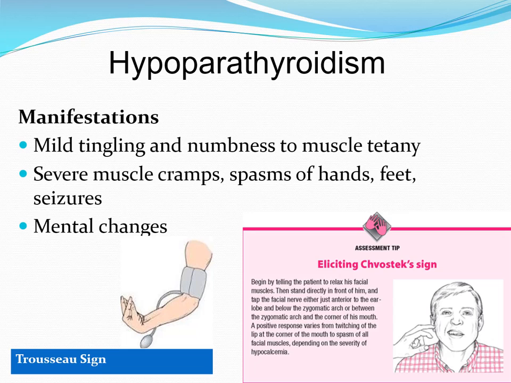Manifestations can include a mild tingling and numbness to muscle tetany, severe muscle cramps or spasms in the hands and the feet, and even lead to seizures and mental changes. There are two tests that we do when somebody's had their thyroid or their parathyroid glands removed, that we can check for low calcium or hypocalcemia: one being the Trousseau sign and the other the Chvostek sign. We will talk about those a little further in class, but be sure and look them up in your book.